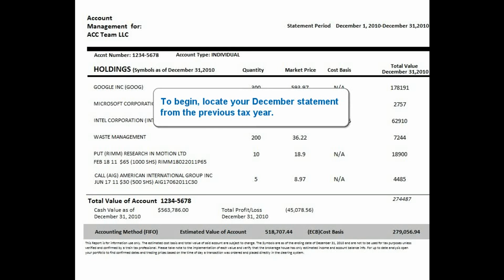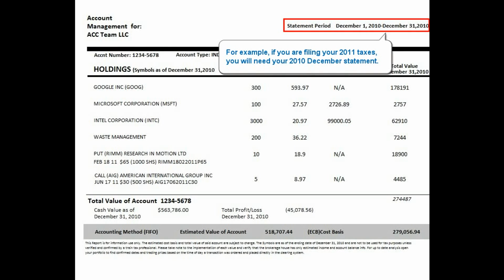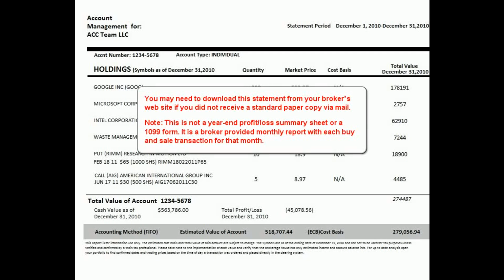To begin, locate your December statement from the previous tax year. For example, if you are filing your 2011 taxes, you will need your 2010 December statement. You may need to download the statement from your broker's website if you did not receive a standard paper copy via mail. Note, this is not a year-end profit-loss summary sheet or a 1099 form. It is a broker-provided monthly report with each buy and sell transaction for that month.